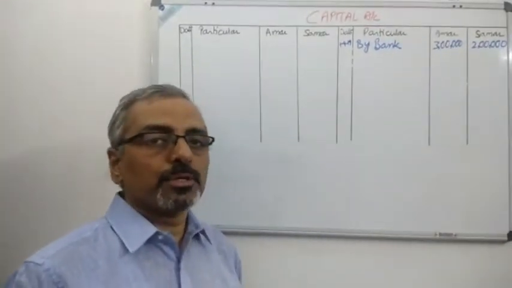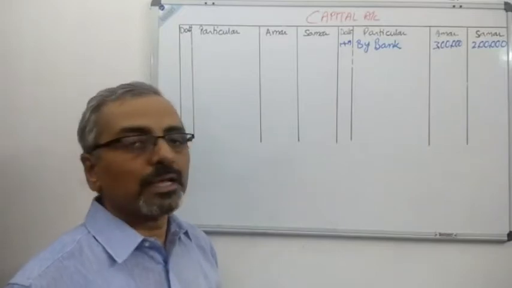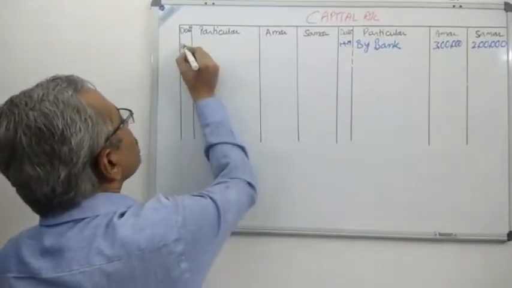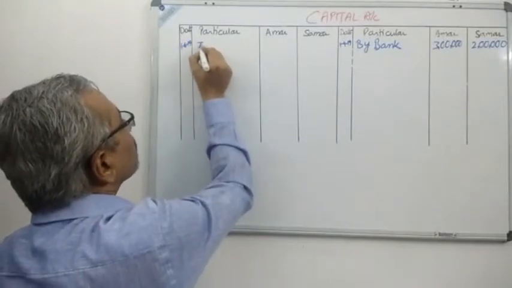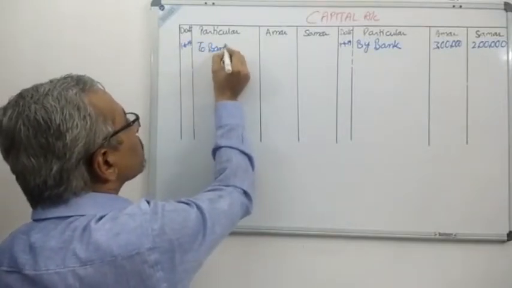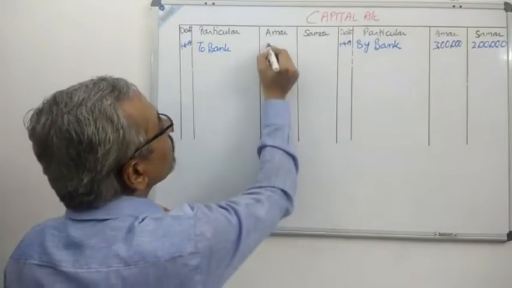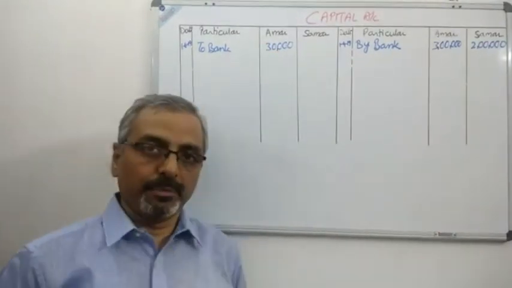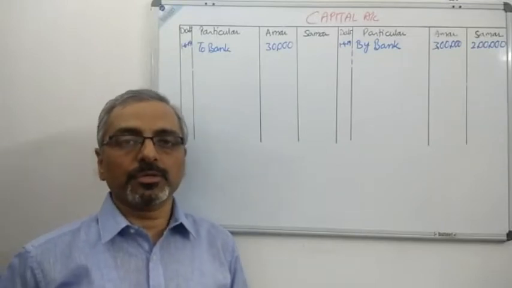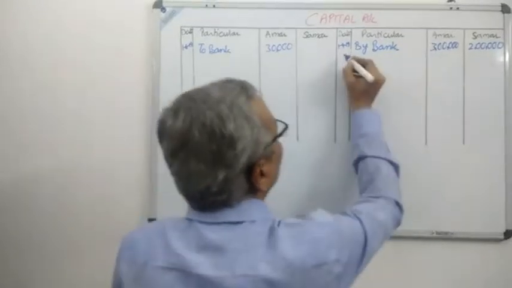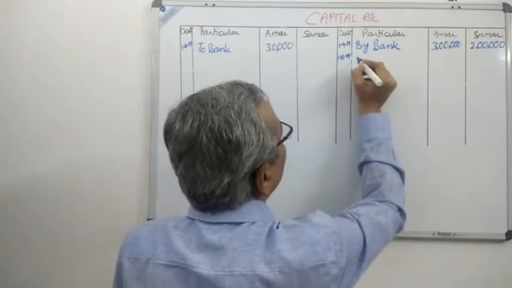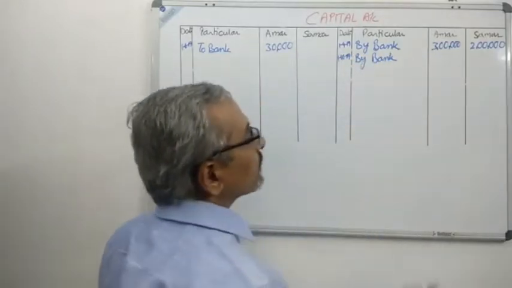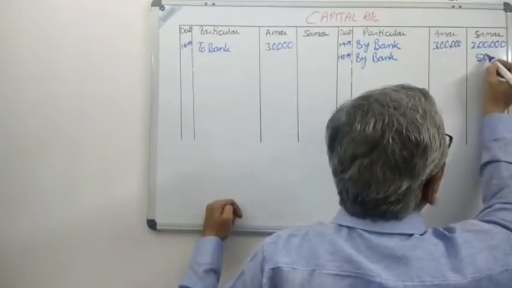The next information which was given to us is that Amar has withdrawn from the capital after 2 months. That means on 1st of June 2019, the money has been withdrawn from the bank, and how much has been withdrawn? 30,000 has been withdrawn. Okay, that was the second piece of information. The third piece of information which was given was that on 1st of October 2019 there was a further investment made by Samar, that was 50,000.